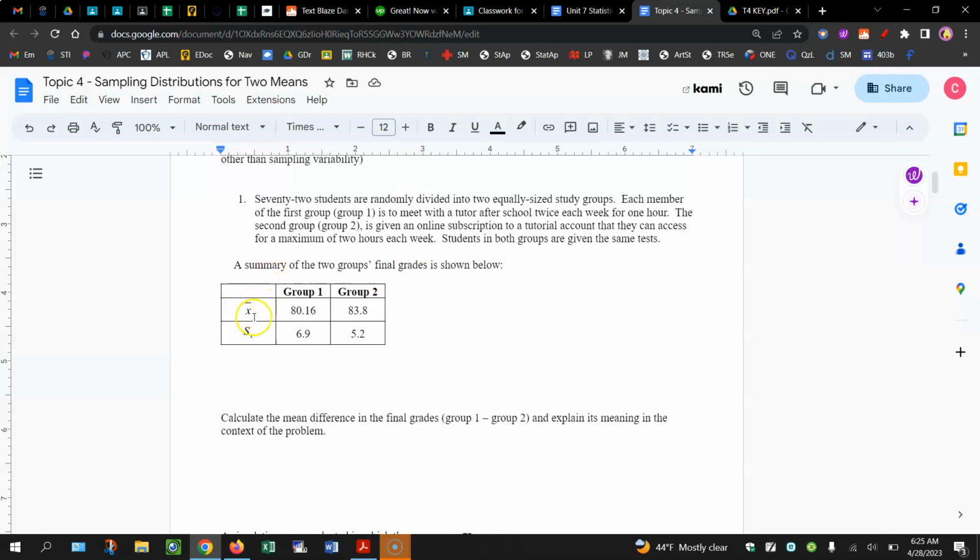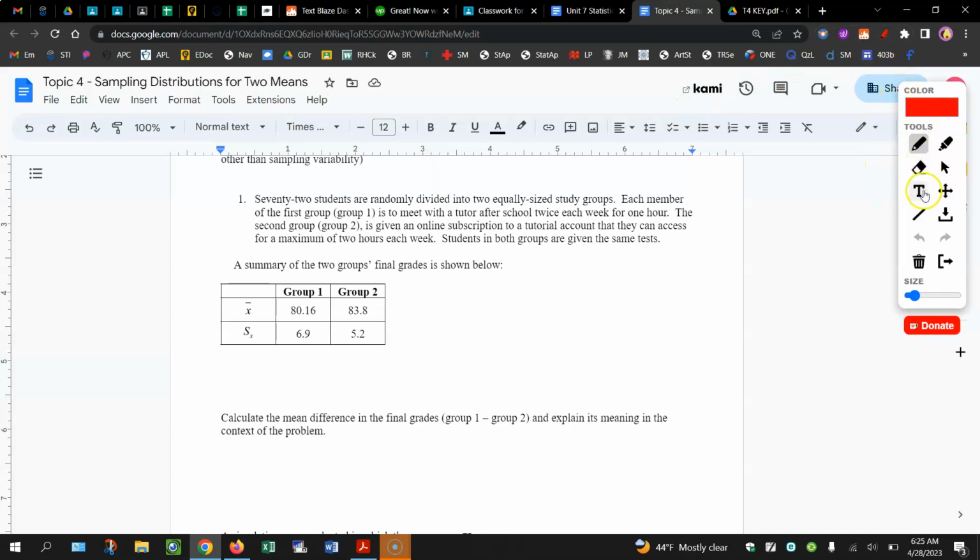This symbol here represents the sample mean. You don't need to get too caught up on this, but that symbol, x bar, is the sample mean, and the symbol below it, s sub x, is the sample standard deviation.